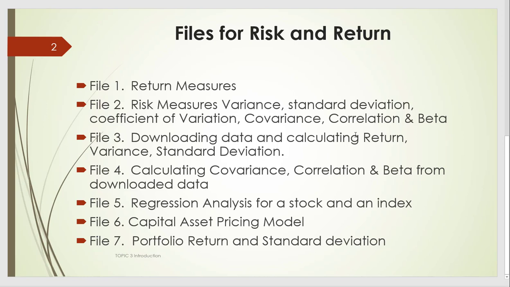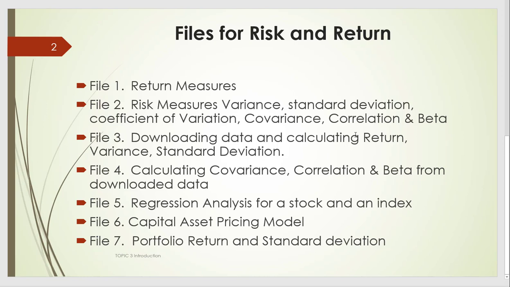We're going to calculate return, variance, and standard deviation for Pfizer Company and using the Standard & Poor's 500 ETF as the index. In File 4, we're going to complete the measures by looking at the covariation between the index and Pfizer, correlation, and beta. All of this is coming from the download data from File 3.